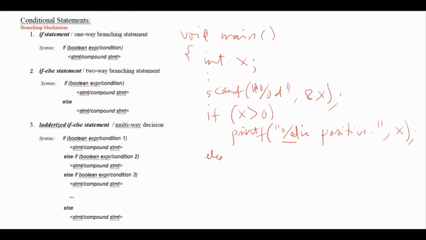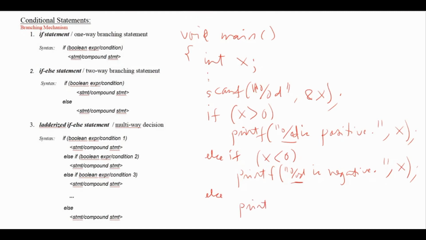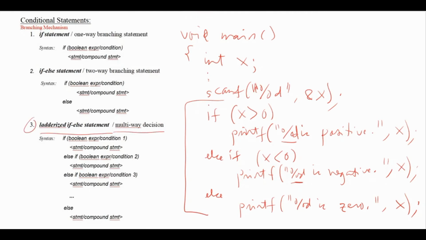And then we say else if x is less than 0, then we output that x is negative. And for that conversion specification, we output the value of x. And then we say else, automatically, if it's not positive and not negative, we would say %d is 0. And then we output the value of x. So this is an example of number 3, ladderized if-else or multi-way decision.